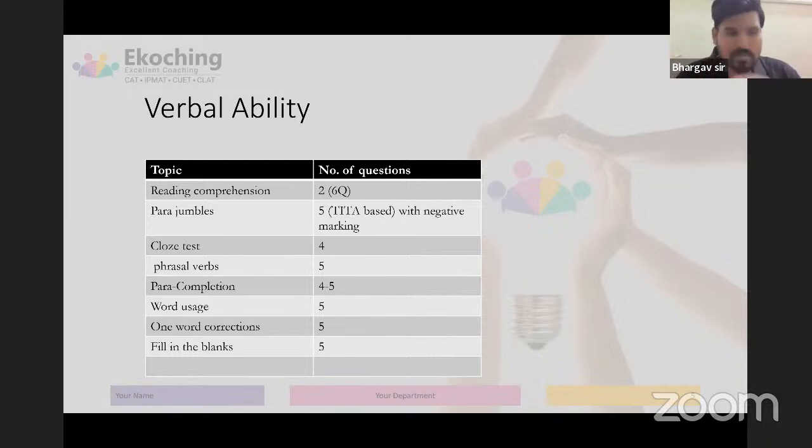So overall, the paper was moderate, I would say. Easy is moderate से थोड़ा कम. Moderate से थोड़ा कम. That's what the overall paper of the verbal ability was.